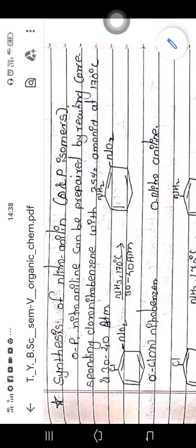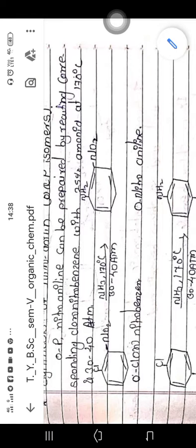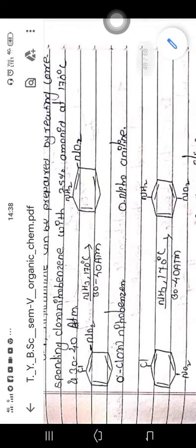In this topic, we are going to study the synthesis of nitroaniline, using green methods. Ortho- and para-nitroaniline can be prepared by reacting the corresponding chloronitrobenzene with 25% ammonia at 170 degrees centigrade and 340 atmospheric pressure.